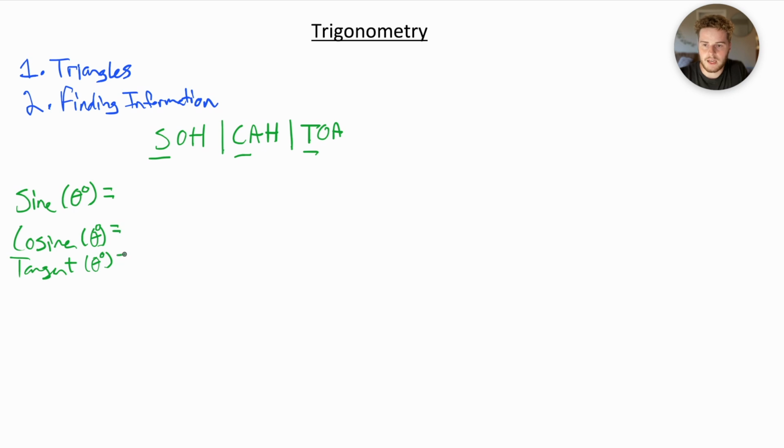So now that we know that, we can look at the rest of SOHCAHTOA to fill in our identities. So we have sine of theta equals opposite over hypotenuse, or O over H. Cosine of theta equals adjacent over hypotenuse, or A over H. And tangent of theta equals opposite over adjacent, or O over A.